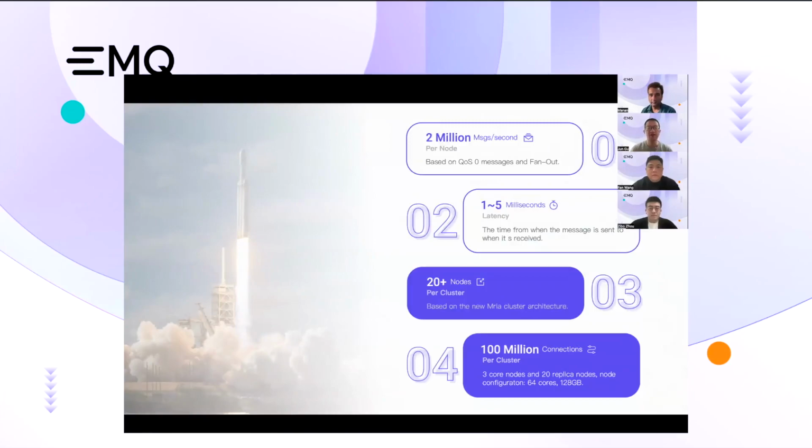Okay, so these are some performance metrics of EMQX. We once set up a testing cluster to support over 100 million connections in a single cluster. So that's what we got from the performance perspective. In that test, we supported over 2 million messages per second, and the end-to-end latency is 1 to 5 milliseconds, but that's within the testing environment.